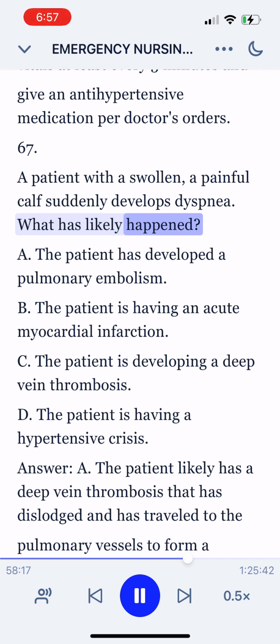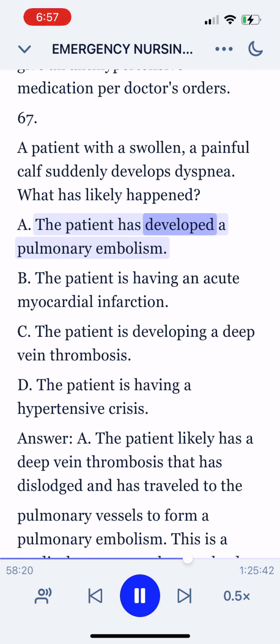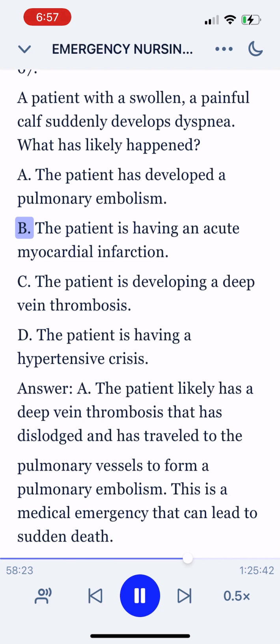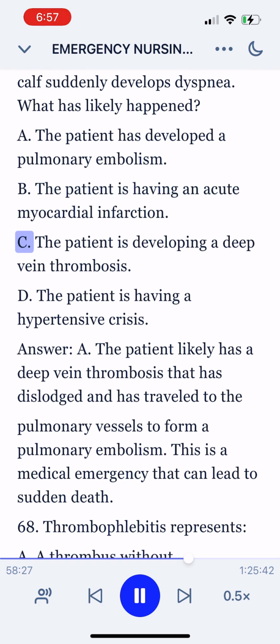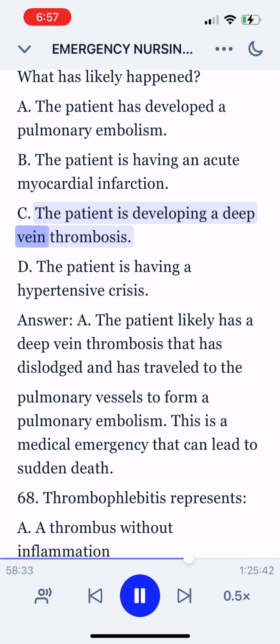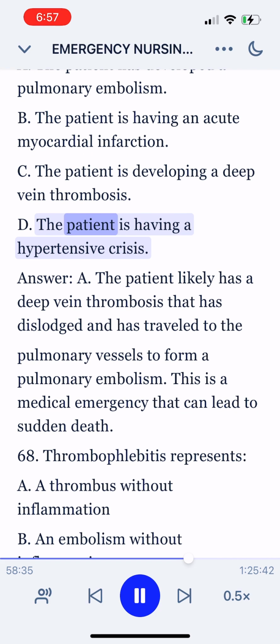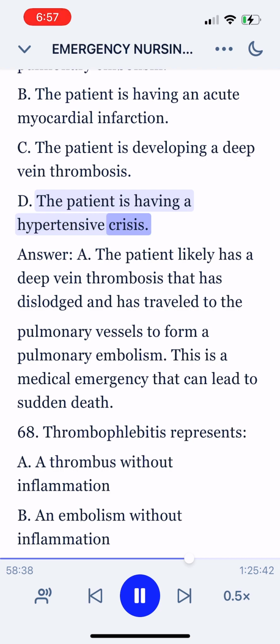67. A patient with a swollen, painful calf suddenly develops dyspnea. What has likely happened? A. The patient has developed a pulmonary embolism. B. The patient is having an acute myocardial infarction. C. The patient is developing a deep vein thrombosis. D. The patient is having a hypertensive crisis.